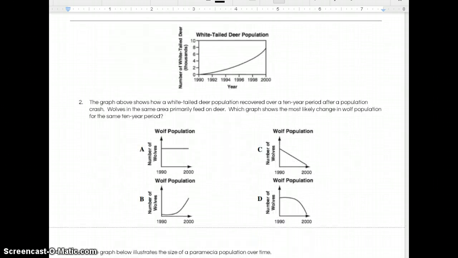Number 2. The graph above shows how a white-tailed deer population recovered over a 10-year period after a population crash. Wolves in the same area primarily feed on deer. Which graph shows the most likely change in wolf population for the same 10-year period?